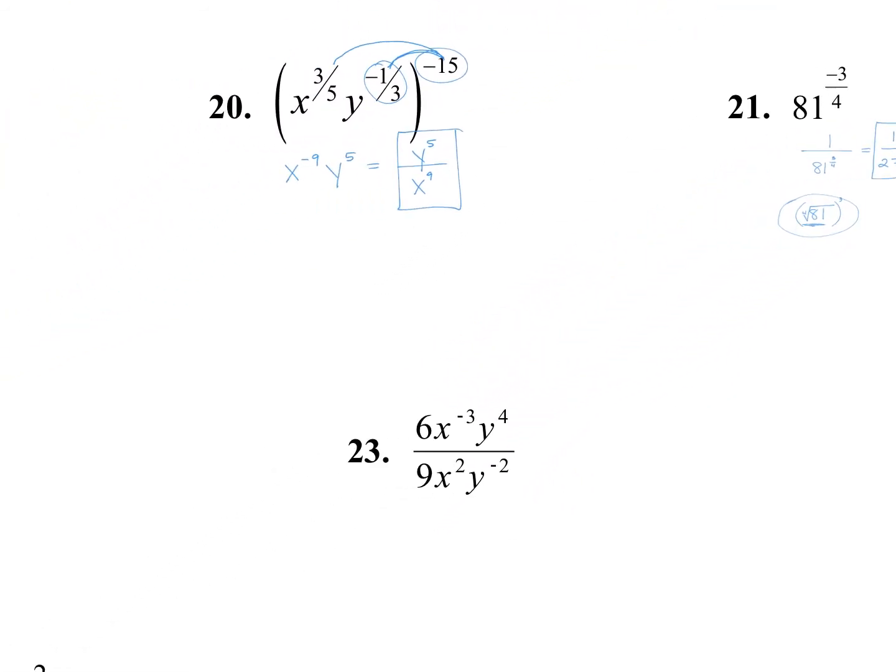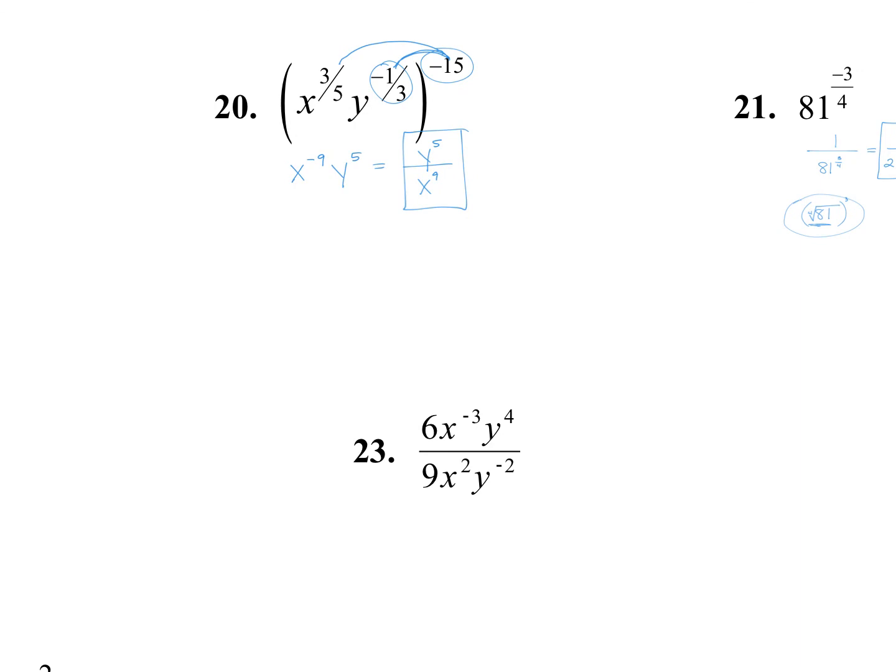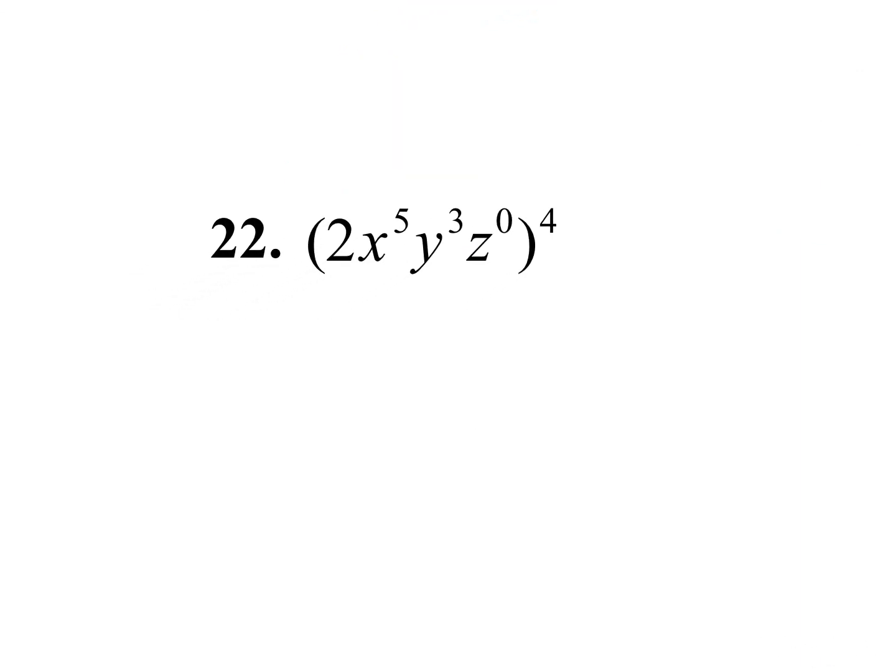All right, number 22. This one, again, distribute. There's a whole lot of distributing with all of these guys. Okay, so 2 to the 4th power is 16. And then it's going to be x to the 20th, y to the 12th, and then z to the 0 times 4 is still z to the 0. What is z to the 0 power? Do you have a question?